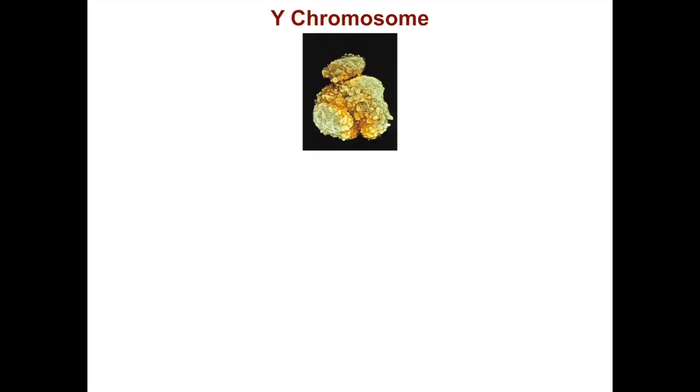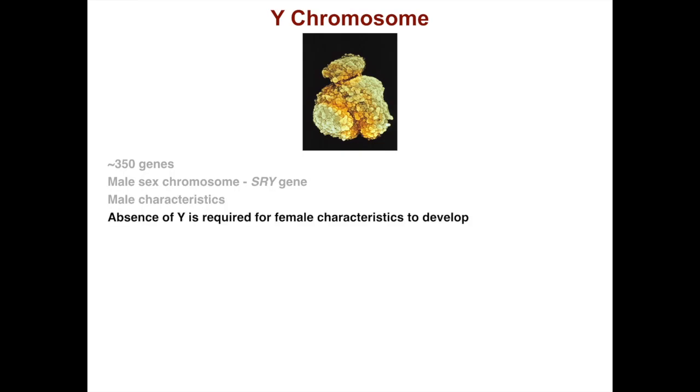Now we're going to return to the subject of sex and heredity. If you remember from the last lecture, the Y chromosome is very important in sex determination in mammals. There are 350 genes. The male sex chromosome contains the SRY gene, which is critical in inducing male characteristics. And the absence of the Y gene is required for female characteristics to develop in mammals.